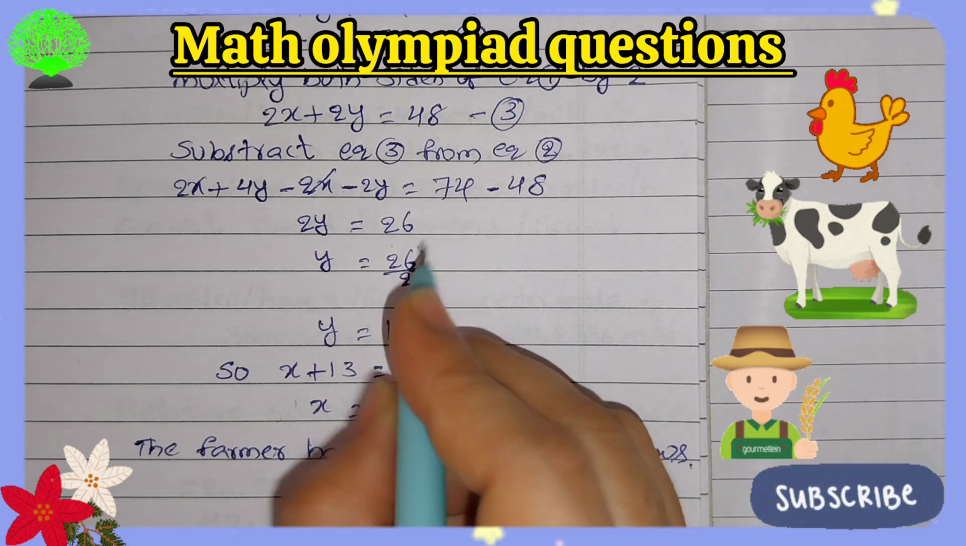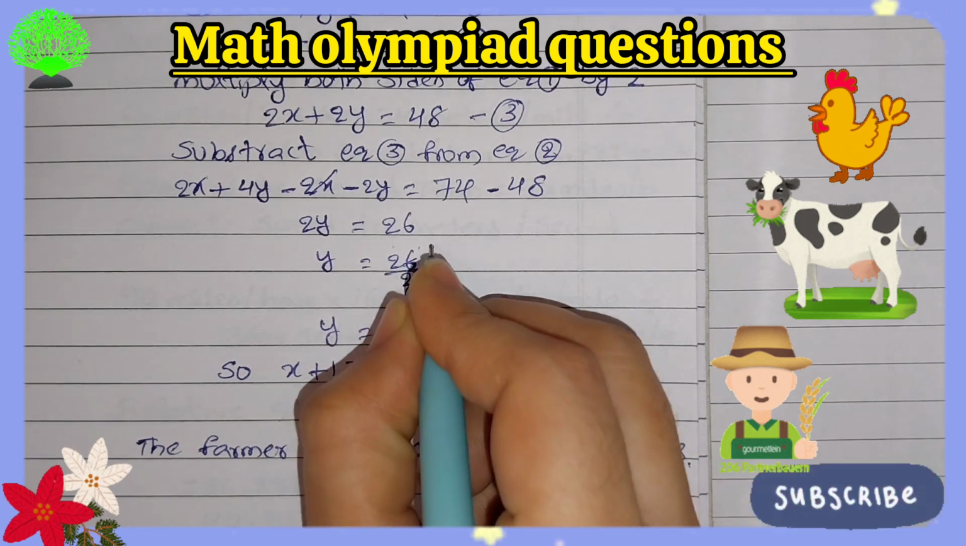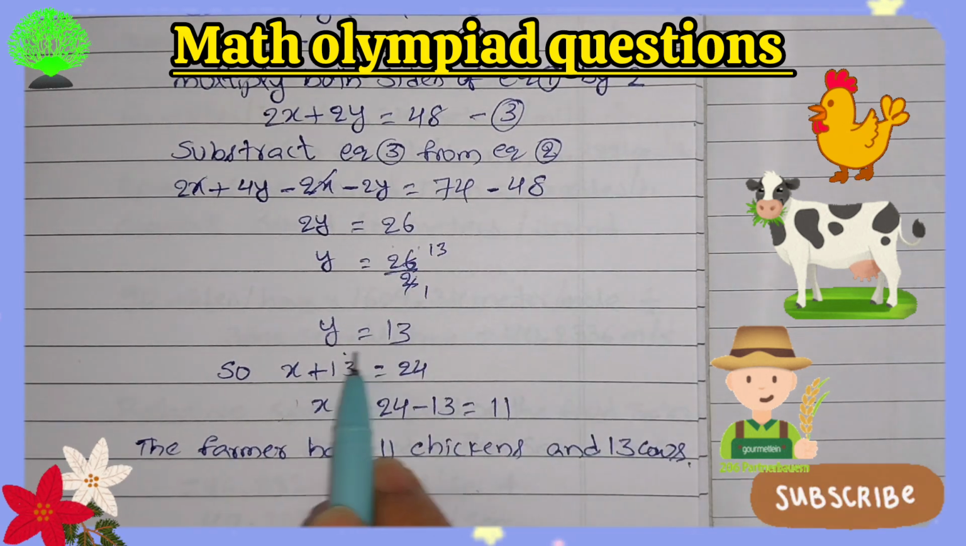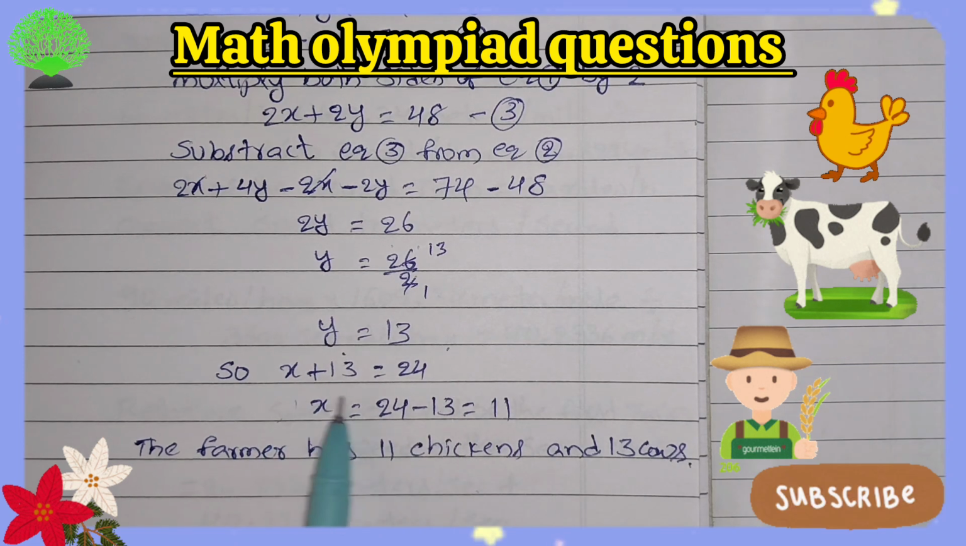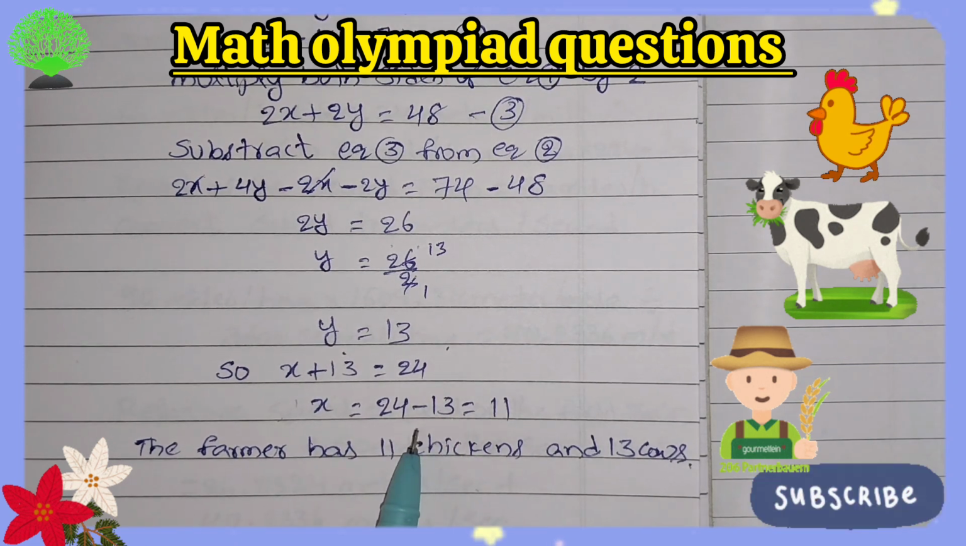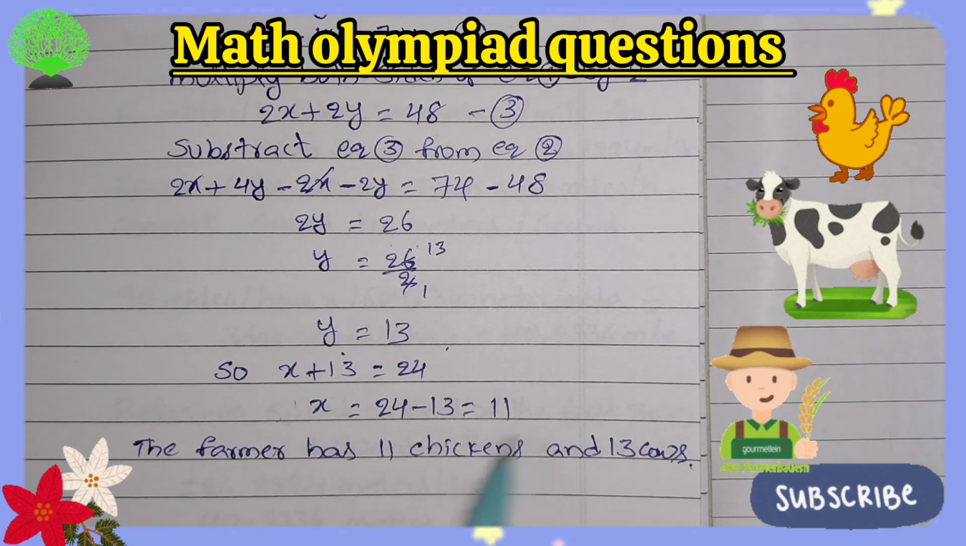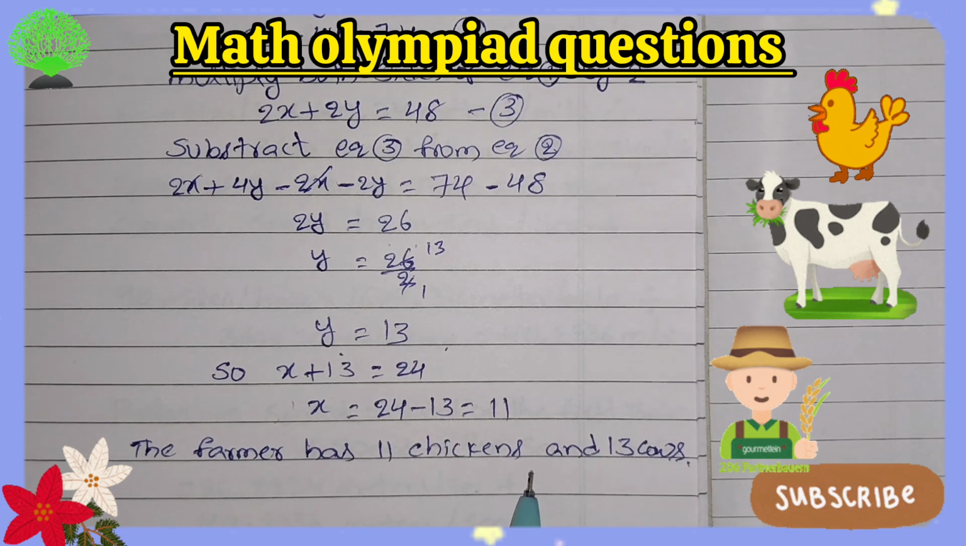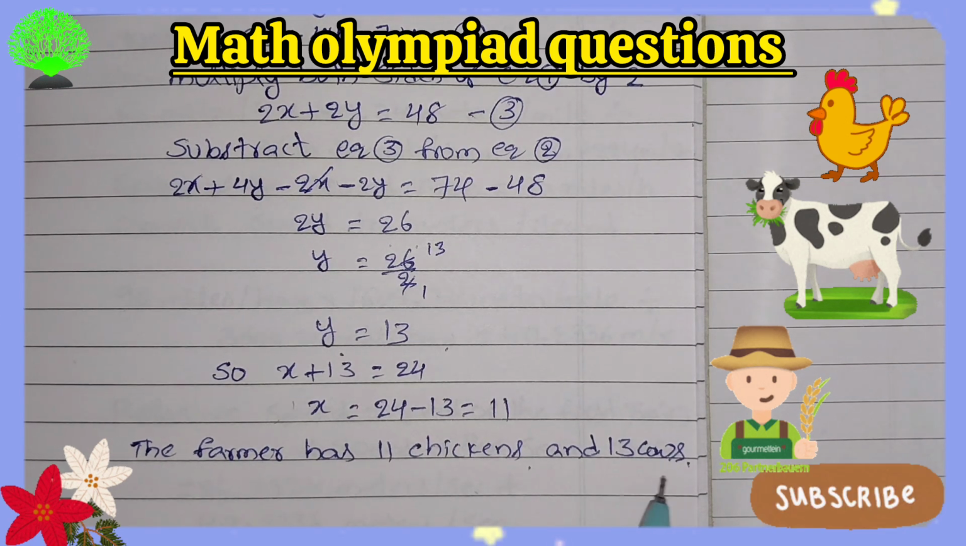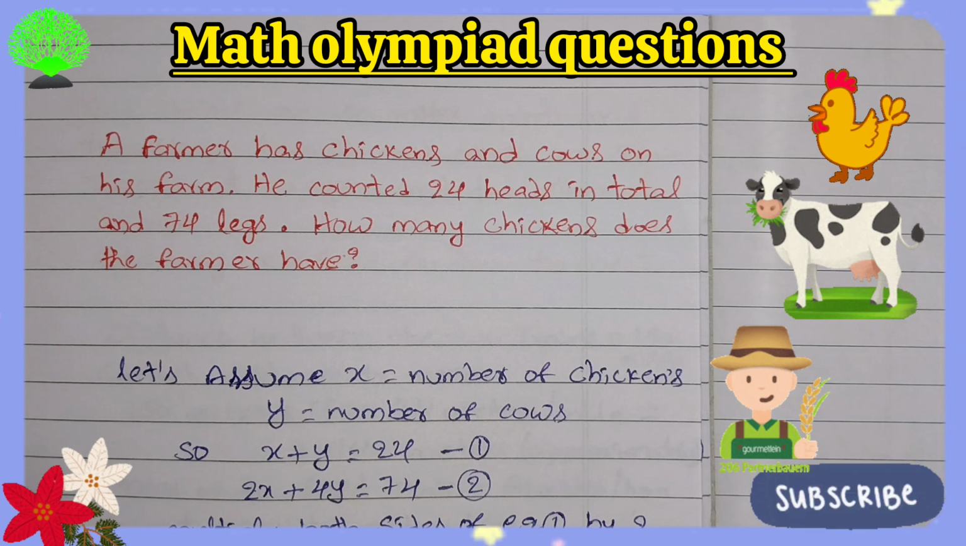y equals 26 divided by 2. 2 times 13 is 26. y equals 13. So x plus 13 equals 24. x equals 24 minus 13, which is 11. The farmer has 11 chickens and 13 cows.